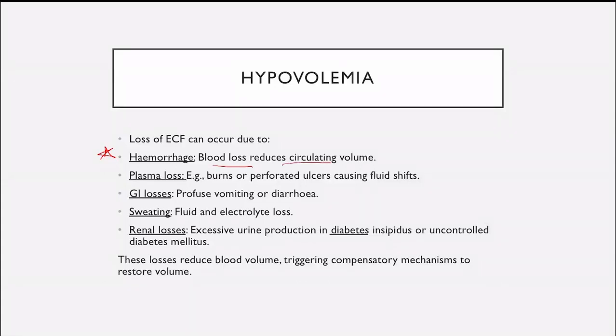You could also have plasma loss because of burns, GI losses if you have profuse vomiting, diarrhea due to cholera toxin or whatever reason. Sweating, you're going to have fluid and electrolyte loss. Renal losses, excessive urine production in diabetes insipidus or uncontrolled diabetes mellitus. These losses reduce blood volume, triggering compensatory mechanisms to restore volume. That's going to include your sympathetic nervous system and your renin-angiotensin-aldosterone system.